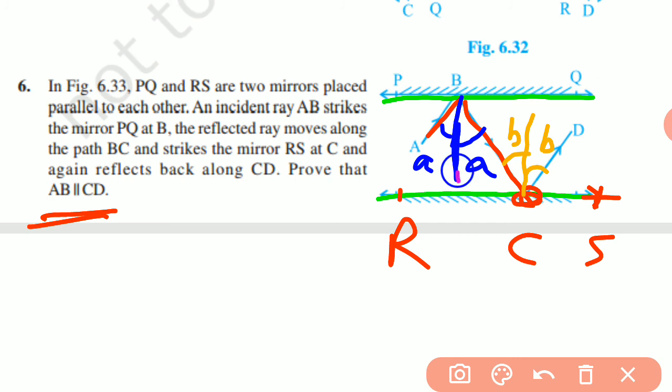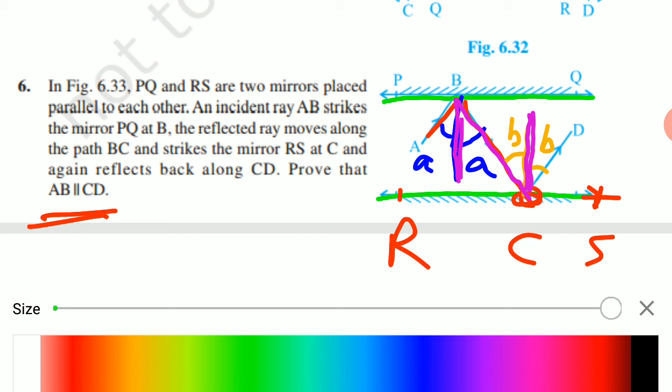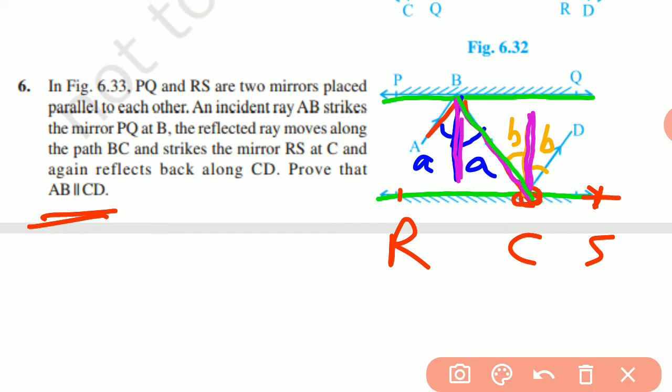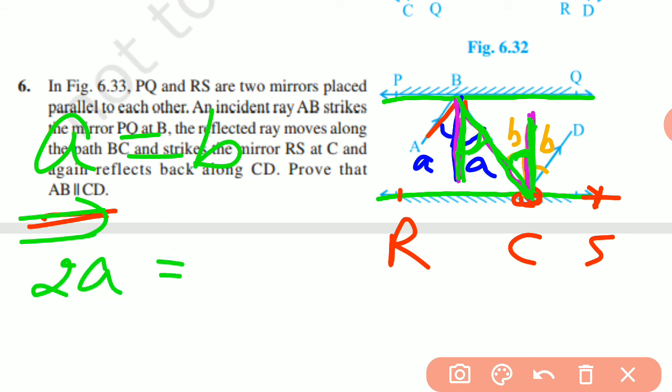Suppose this line and this line are perpendicular to the mirror, so they are parallel and this is the transversal, so this angle and this angle will be alternate interior angles. So we can say that angle A equals angle B in this diagram. This is the formation of Z, this angle equals this angle. This implies that, multiplying by 2, angle 2A equals angle 2B, and 2A is the complete angle.